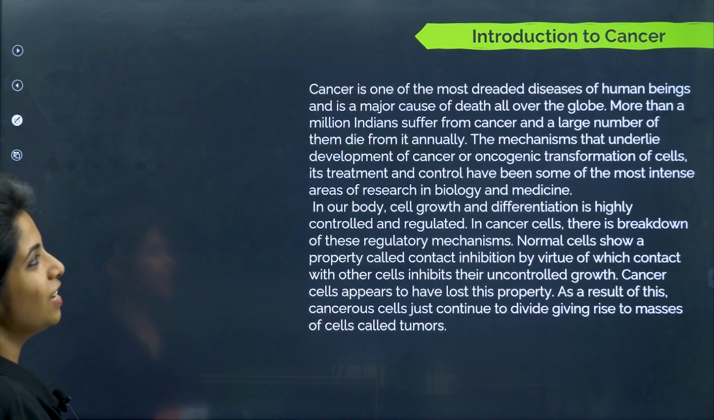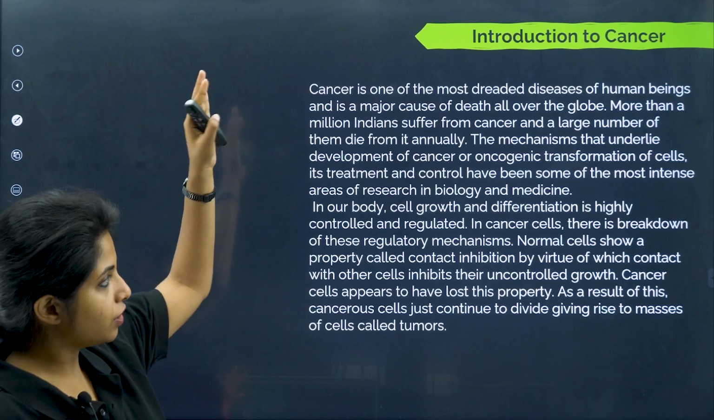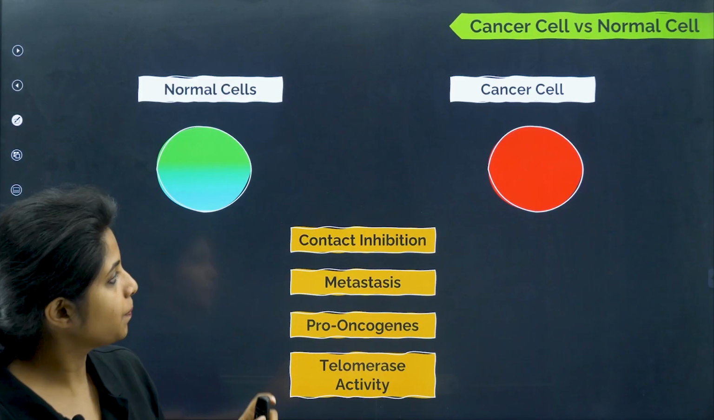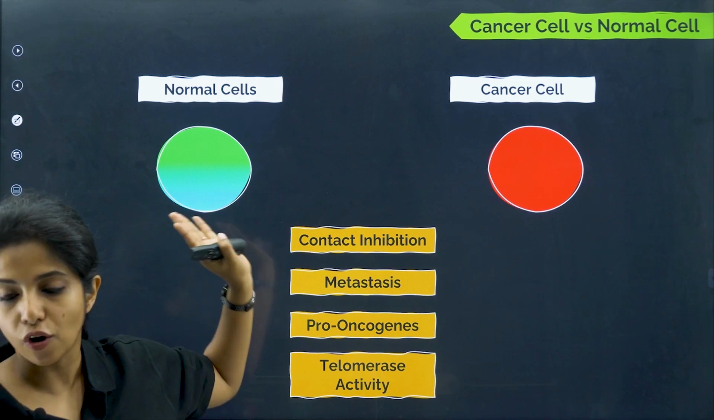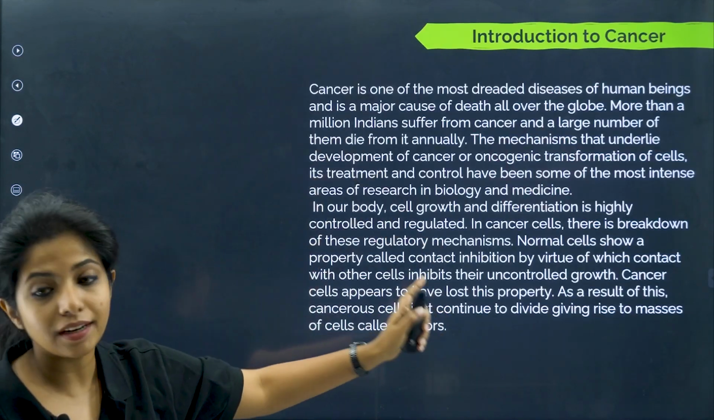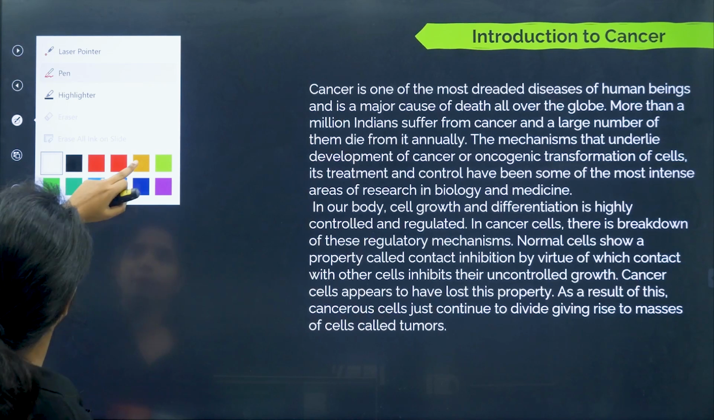Now, let's begin to talk about cancer, and since you know how I teach, first we have this table over here. We have to fill in the difference between the cancer cell and the normal cell, depending on what's there in this particular paragraph. Okay, so let's start one by one over here.